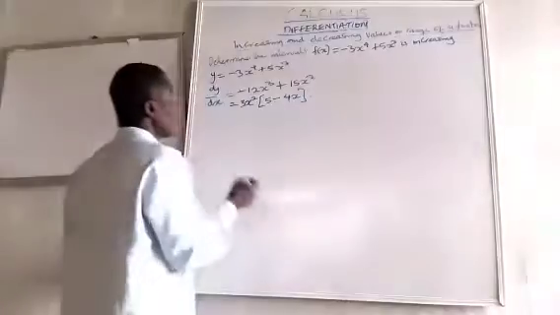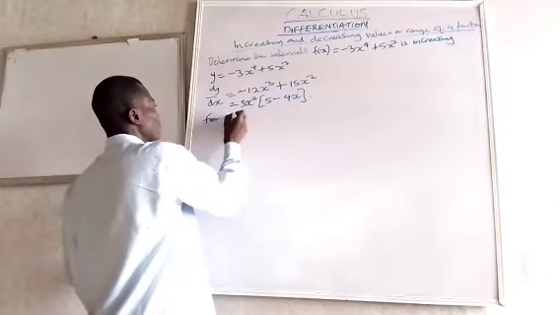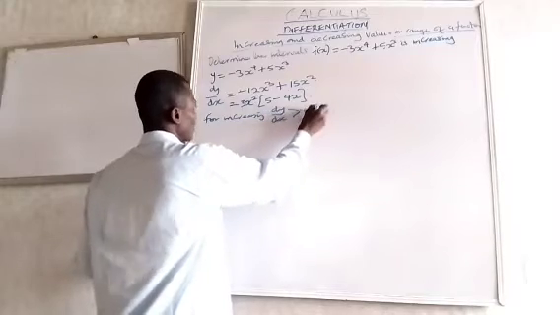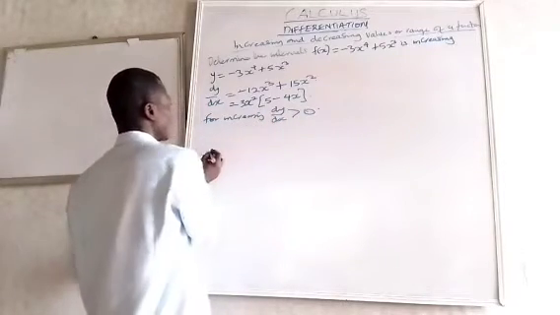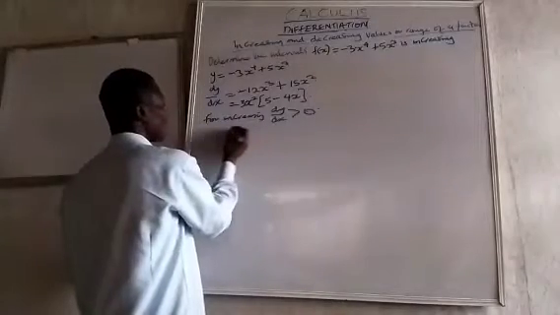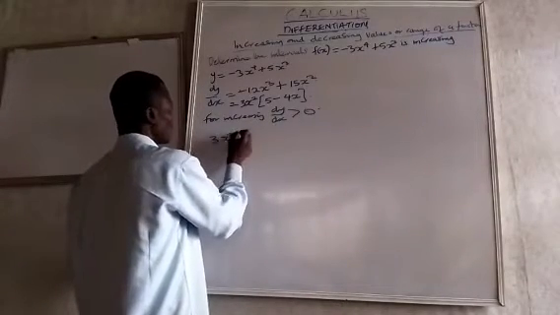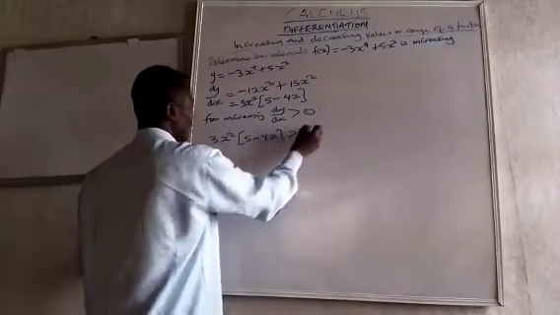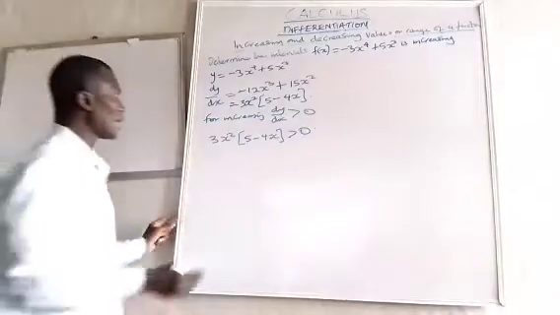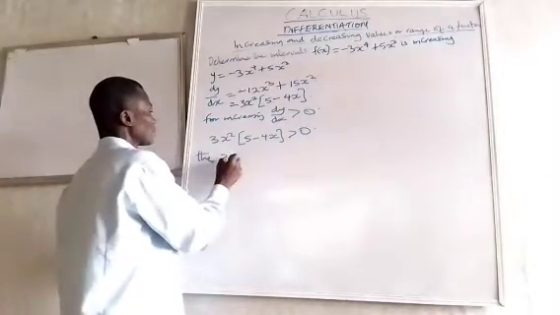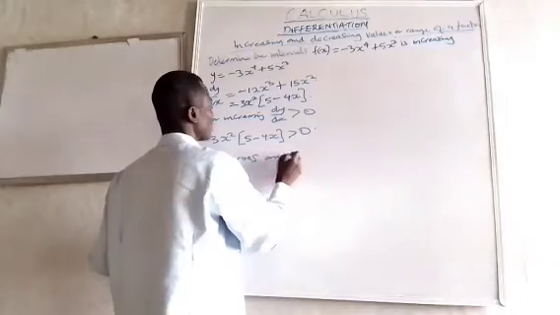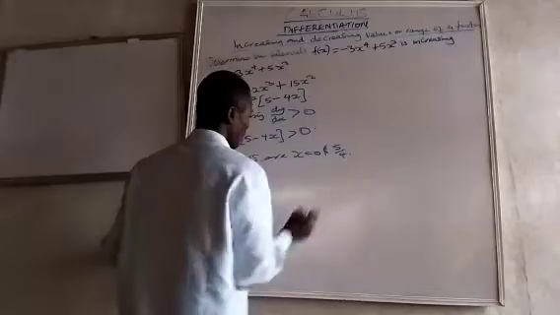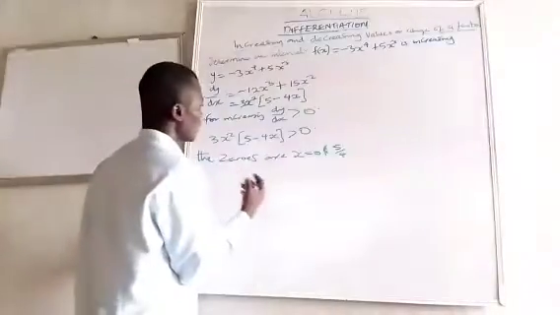And we know that for increasing, dy/dx must be greater than 0. So we can now say, for the values we are looking for, 3x squared into 5 minus 4x must be greater than 0. Now let's test. And the zeros are x equals 0 and 5 over 4. So we have to test for less than 0.